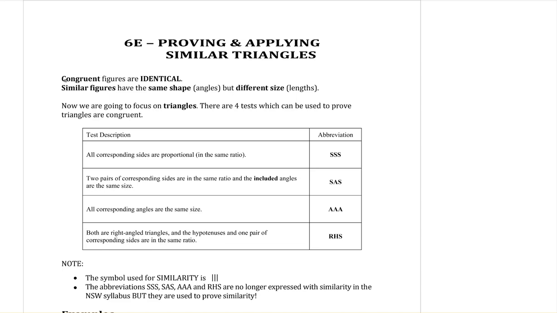So remember, congruent figures are identical in every way, but similar figures have the same shape, which means the angles are all the same, but they are different size, which means it's been enlarged or reduced, and the lengths differ by a common scale factor. To prove that triangles are similar, we have some tests.